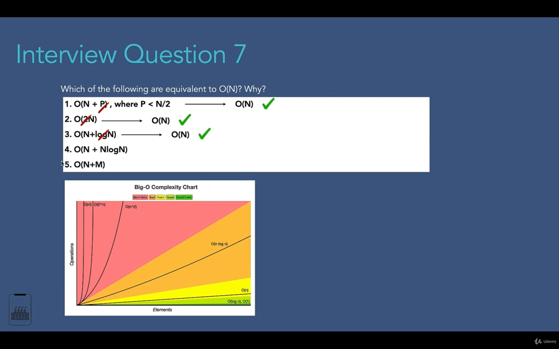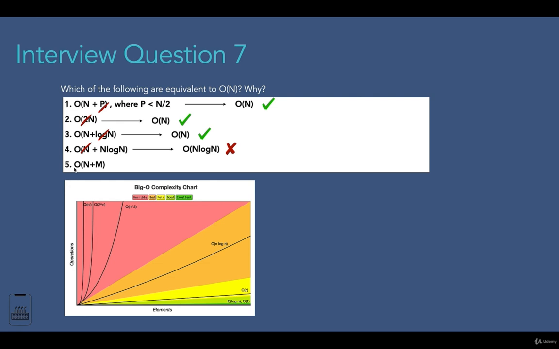Then we are continuing to the next one. In the next one we have O(n + n log n) time complexity. Now if we one more time check this graph, we see that O(n log n) is over here and O(n) is over here. So this means that O(n) in this case is the non-dominant term. We are going to eliminate O(n) from here, so it becomes O(n log n). So this is not equivalent to O(n), so in this case this is not our choice. Then we are continuing to the next case.